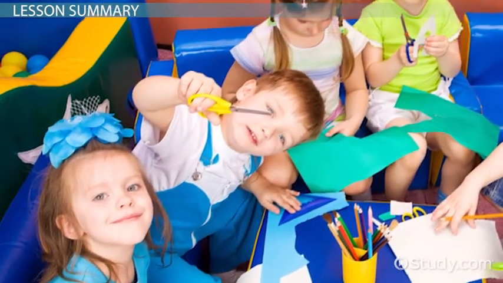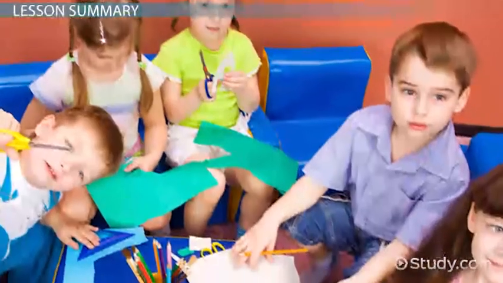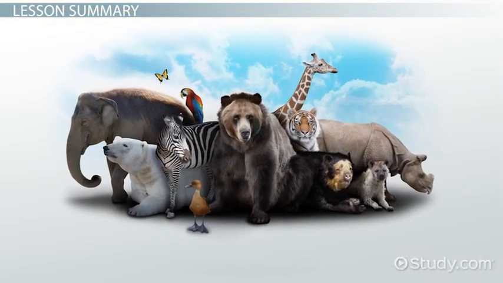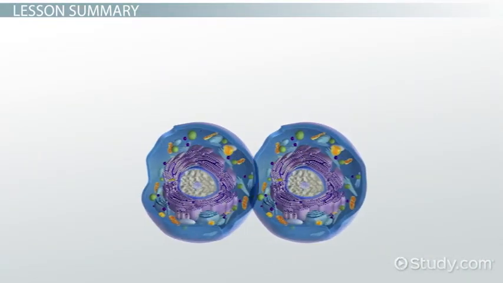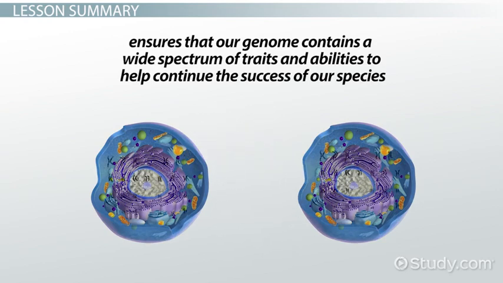We can thank crossing over, in great part, for the incredible diversity of characteristics among individuals in a population, and ultimately for the biodiversity of species as well. This effective little trick of swapping information ensures that our genome contains a wide spectrum of traits and abilities to help continue the success of our species.